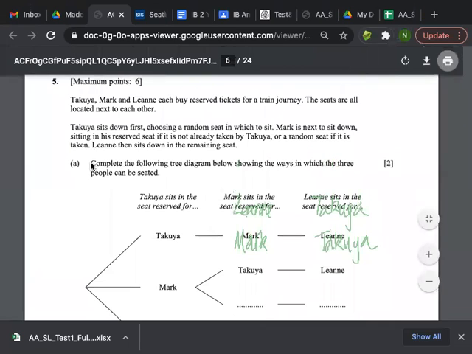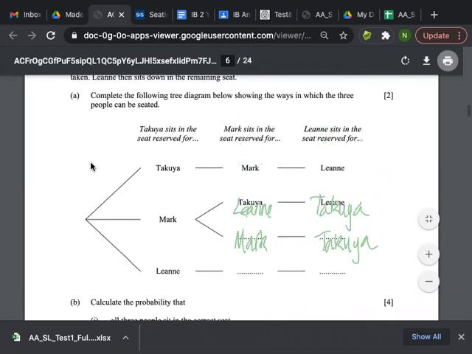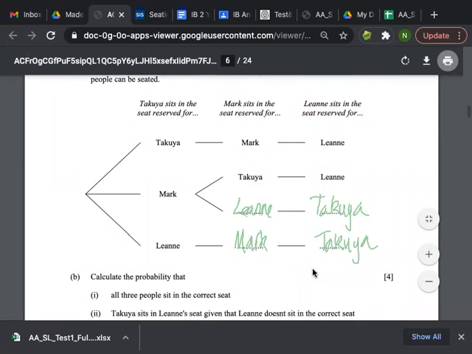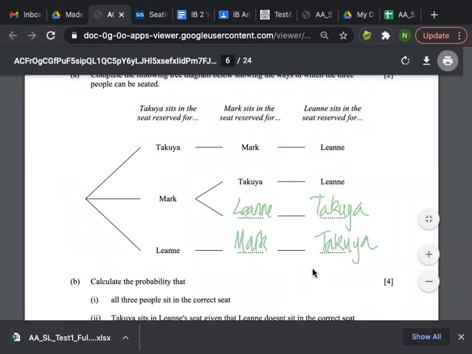It doesn't make sense. You said that sentence: Mark is to sit down next, sitting in his reserved seat if it is not already taken. That's what I said. Oh, because it must be okay. I just didn't interpret it the way you said it. I got you. All right. So the reason there's a split there is because there's an order of people sitting down.